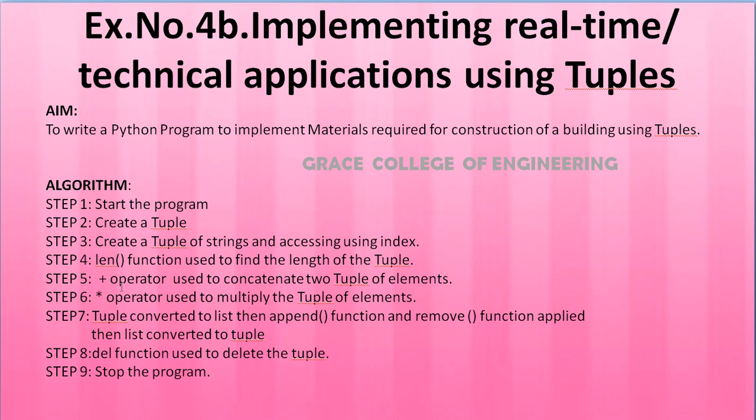Step 5, plus operator is used to concatenate two tuples of elements. And step 6, star operator is used to multiply the tuple of elements. Step 7, tuple is converted to list, then append function and remove function are applied. After that it will be converted back to tuple. Step 8, del function is used to delete the whole tuple. Then stop the program.